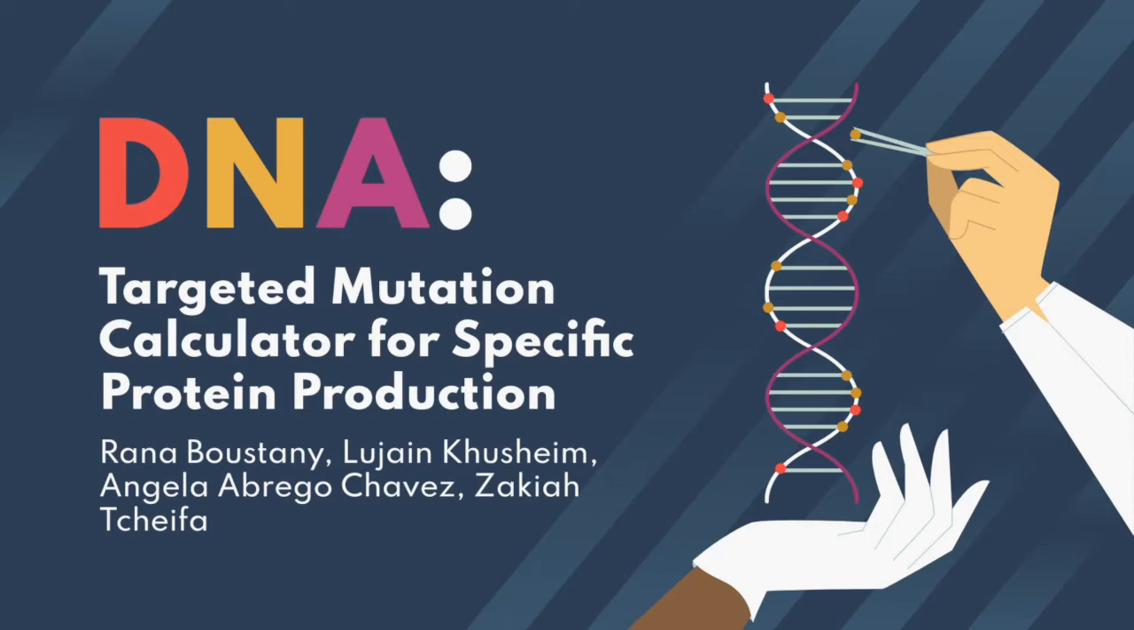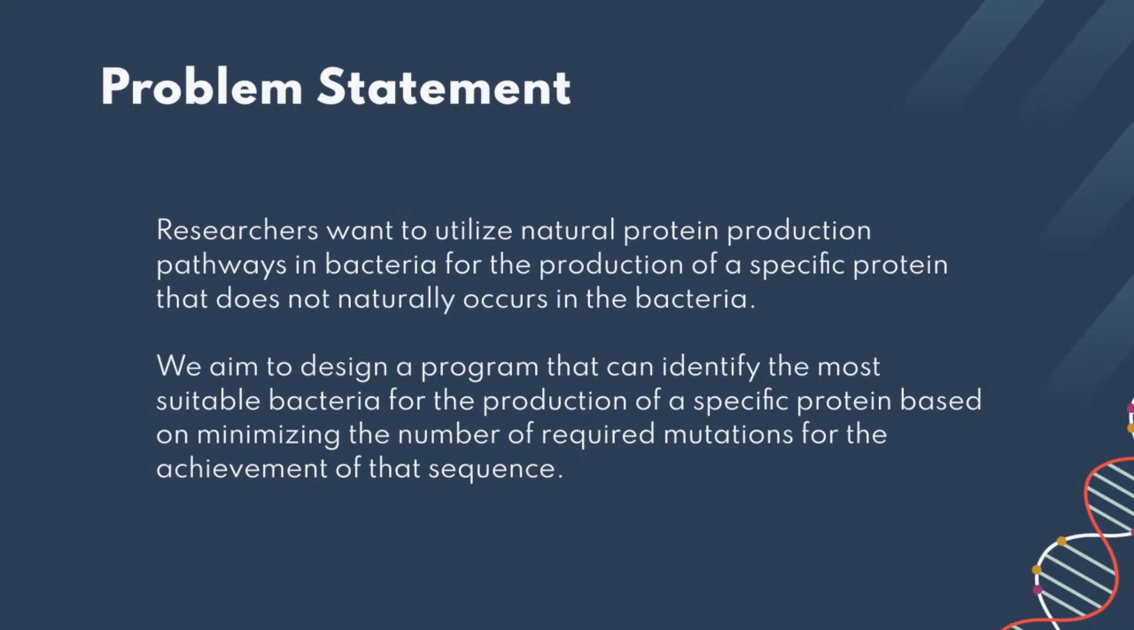Mutation Calculator. Our project is based on recombinant protein expression in bacteria. We aim to design a program that can take in DNA sequences from many bacteria and amino acids and a desired protein and output the most suitable bacteria based on the least number of required mutations to produce specific protein.